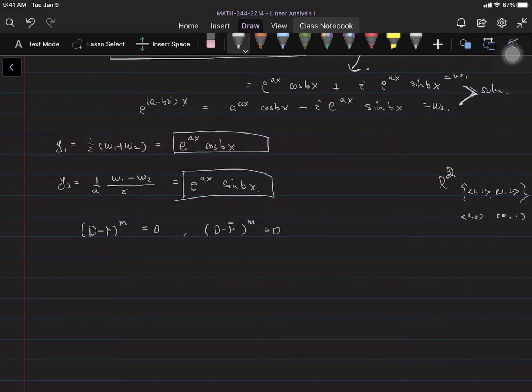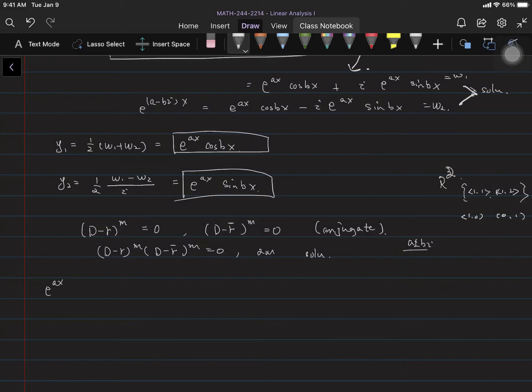Okay, this is also a solution. As I said before, imaginary numbers always appear as a pair. For this case, that means our solution, so what? (D - r)^m (D - r̄)^m = 0. In this case, we have two m solutions. And what are those solutions?